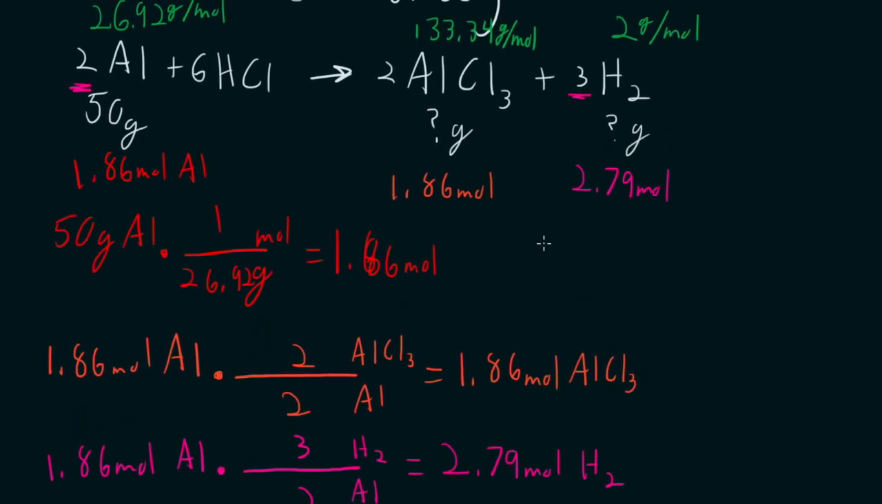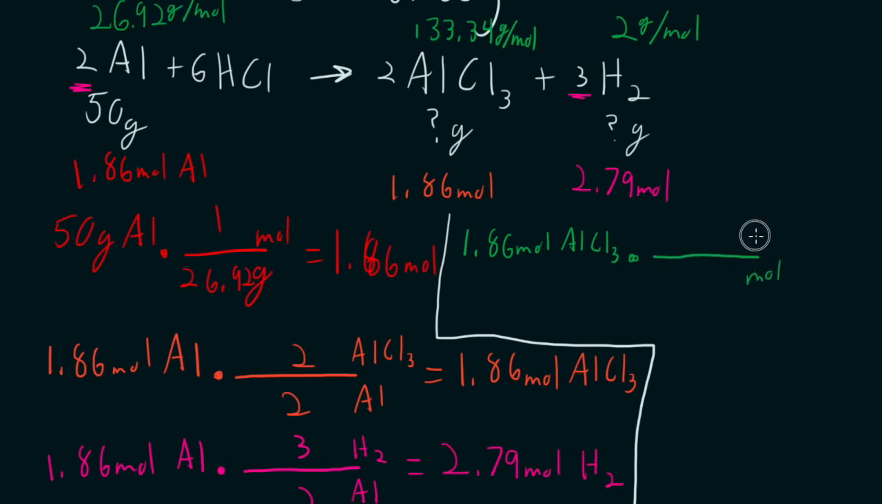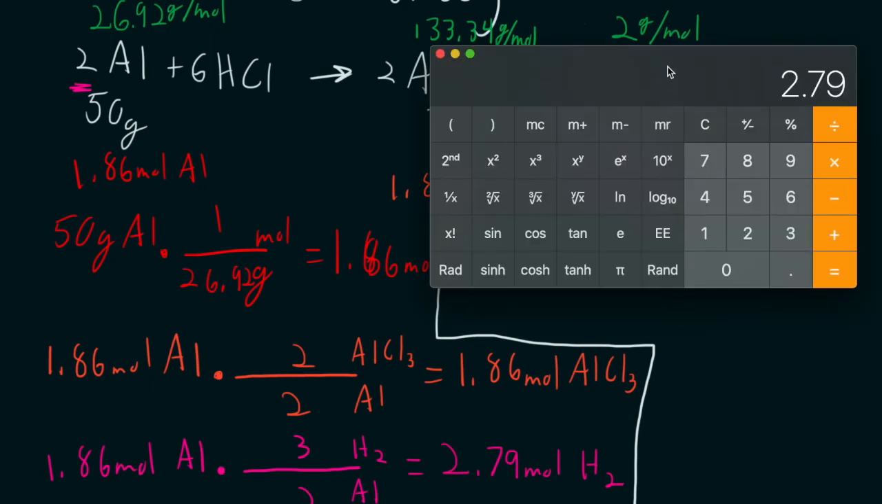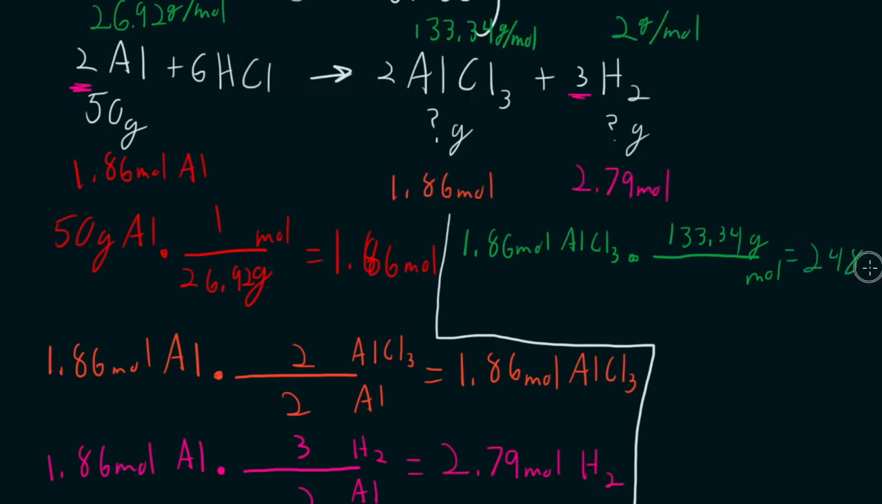Okay, so now I just need to convert these moles into grams. So let's figure that out. Let's do another color. First let's make a little division here. These were all my molar calculations. And now let's do this in green. So let's take our 1.86 moles of aluminum chloride. Let's convert that from moles to grams. That's going to be 133.34. Let's take out our calculator. Okay, so now we're going to have 248 grams. So that's one of our answers.